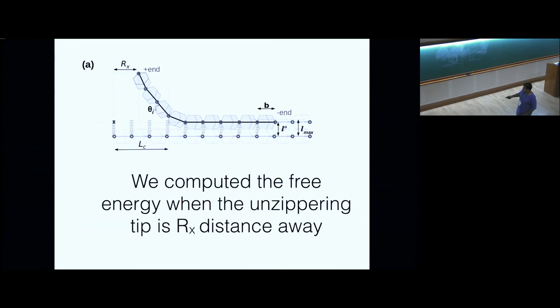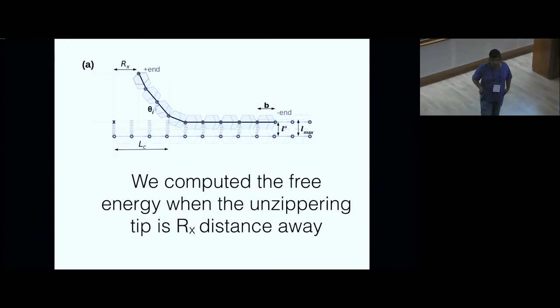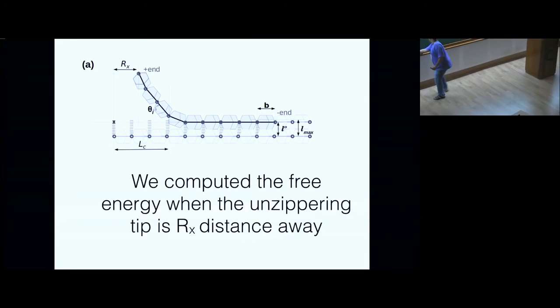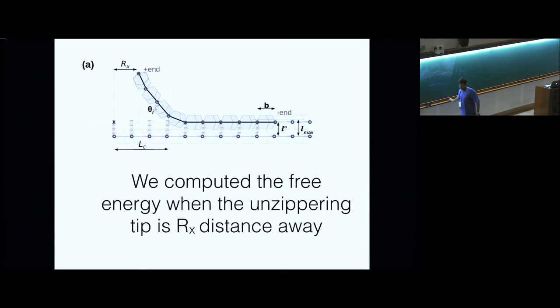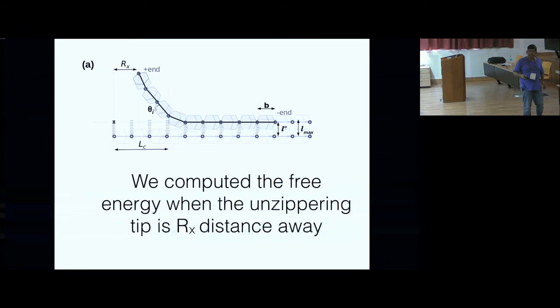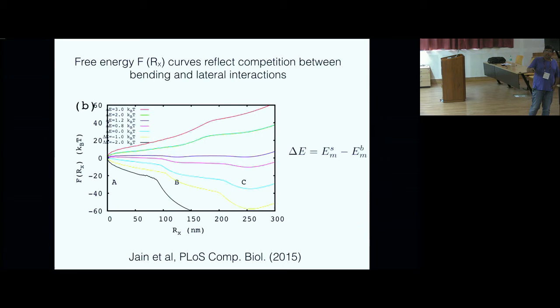So we compute the free energy. Now, how do we calculate the free energy? From Monte Carlo simulation, we can calculate P of Rx, the probability to have a particular value of Rx, and the log of the probability is like a free energy. So we calculate the log of P(Rx), which is the free energy of this unzippering tip as a function of Rx. If we plot this free energy F of Rx, this is what we get.